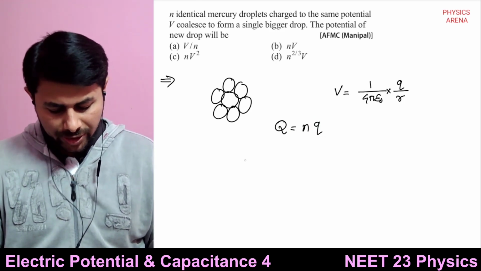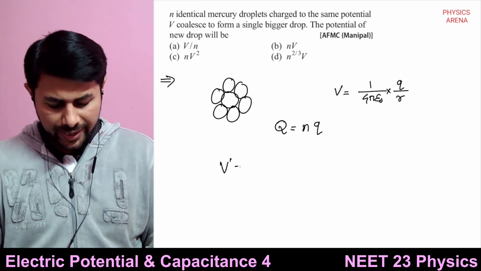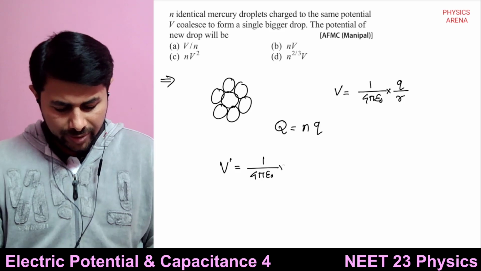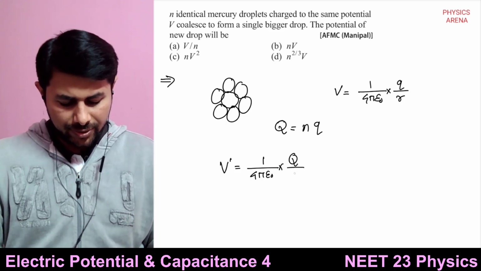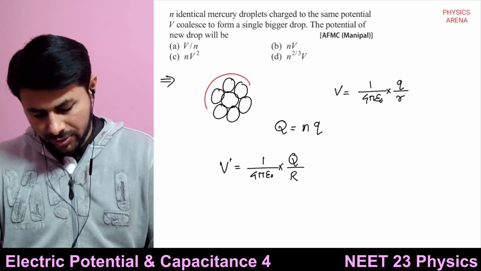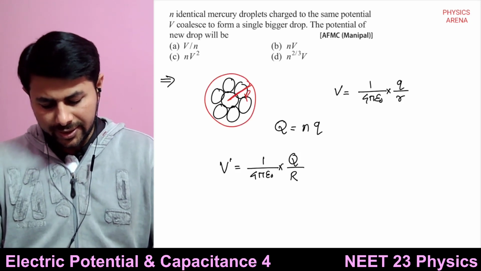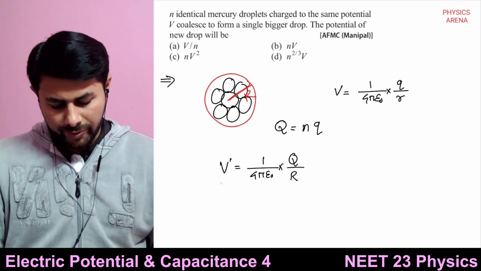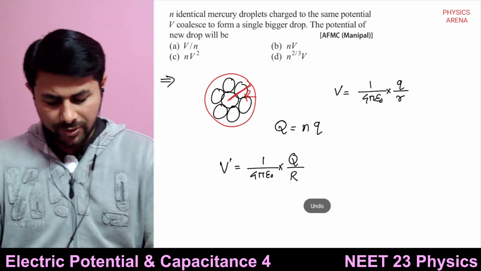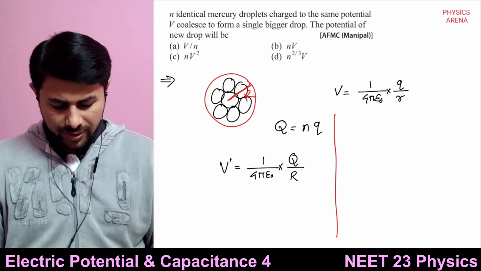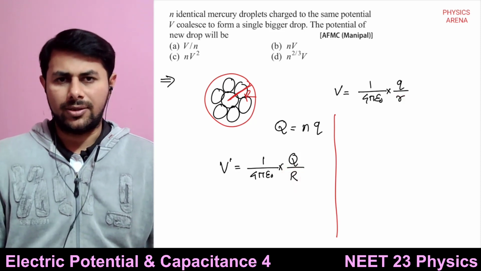Now, what will be the potential? Let's call it V dash. It will be equal to 1 upon 4 pi epsilon naught multiplied by capital Q divided by R, where the new drop's radius is capital R. Now what will be V dash in terms of V? For that, we need to find out capital R in terms of small r.